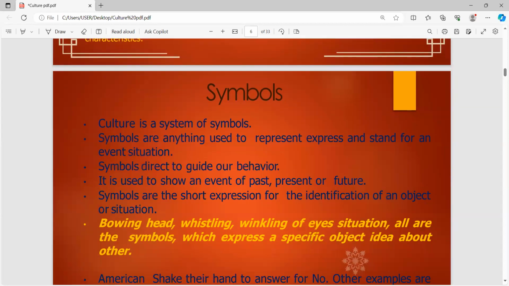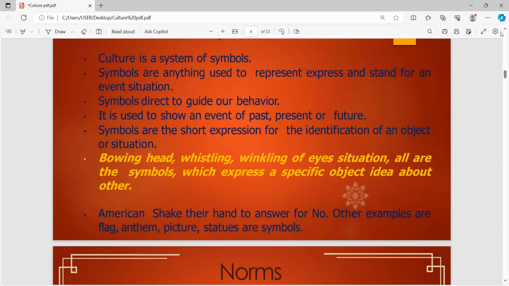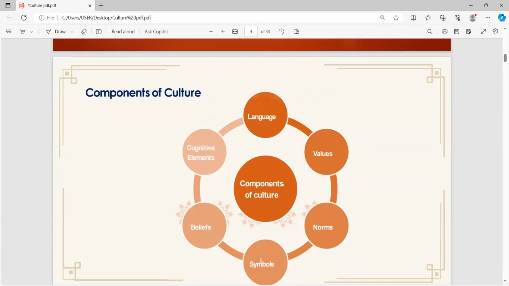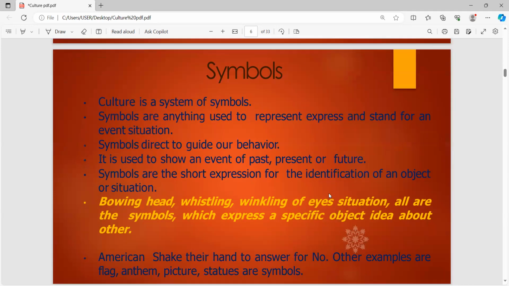Right, the next component is symbol. Language, symbol is another component, right? Symbols. Culture is a system of symbols. In a culture, different cultures have unique symbols. Without looking at the symbols, we can even identify what their culture is. Right? The symbols are anything used to represent, express, and stand for an event or situation.